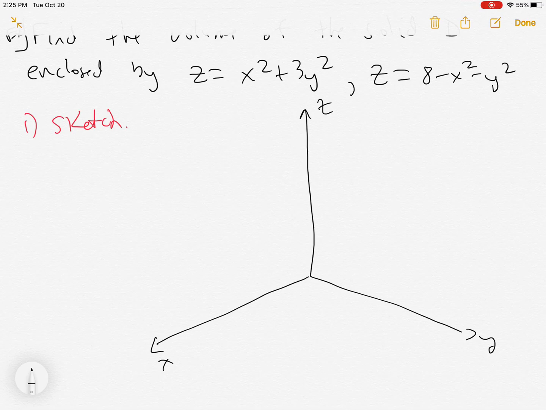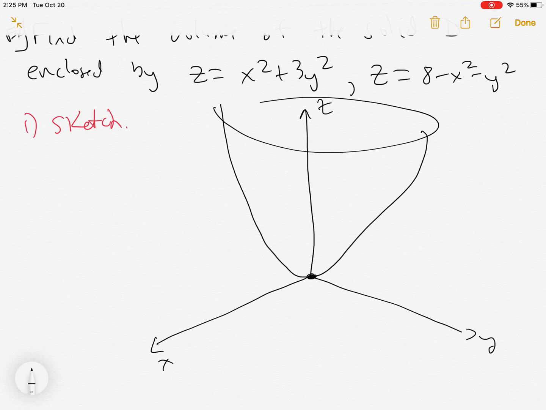So here we go. The first one, z equals x squared plus 3y squared. That thing starts at 0, 0. And it's a paraboloid because it's got x squared and y squared. And it opens up like this. Right? And then, so this is z equals x squared plus 3y squared.